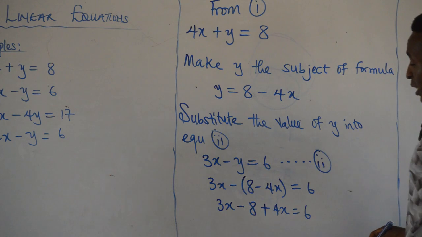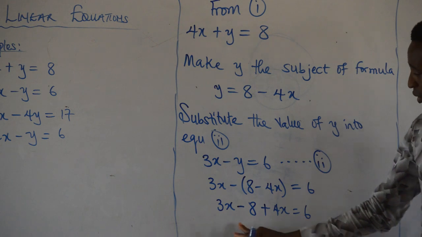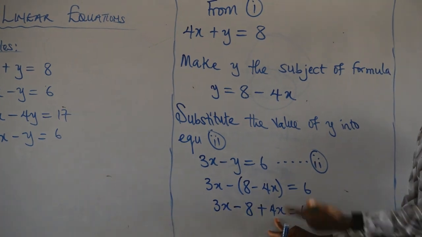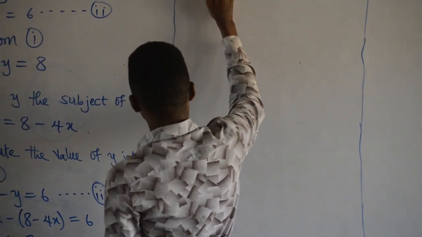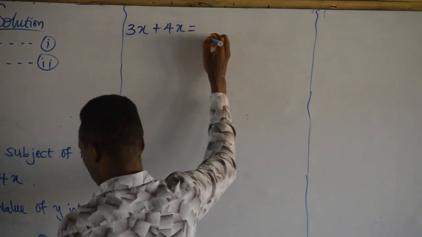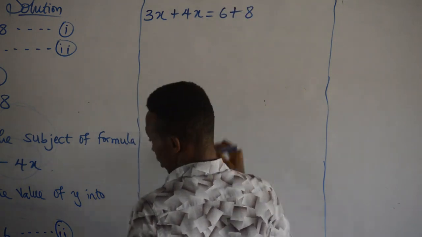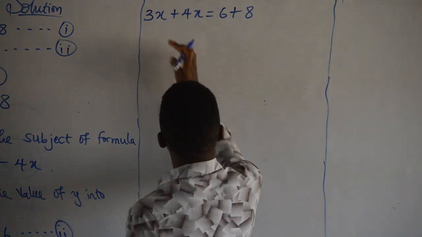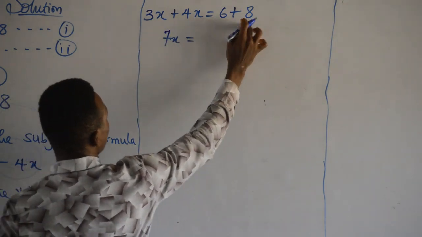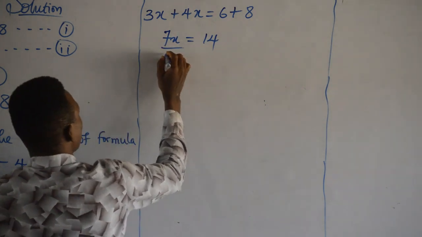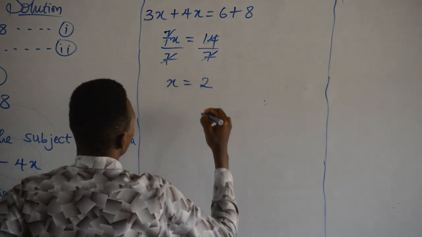Now what we need to do here is just for us to collect our like terms. This has now turned to a normal equation. Now when it turns to a normal equation, this is x, this is x, just like a linear equation we've done earlier. So we have 3x plus 4x equals to 6, minus 8 crosses to the other side to become plus 8. So 3x plus 4x gives us 7x equals to 6 plus 8, 14. Dividing both sides by 7, we have our x equals to 2.